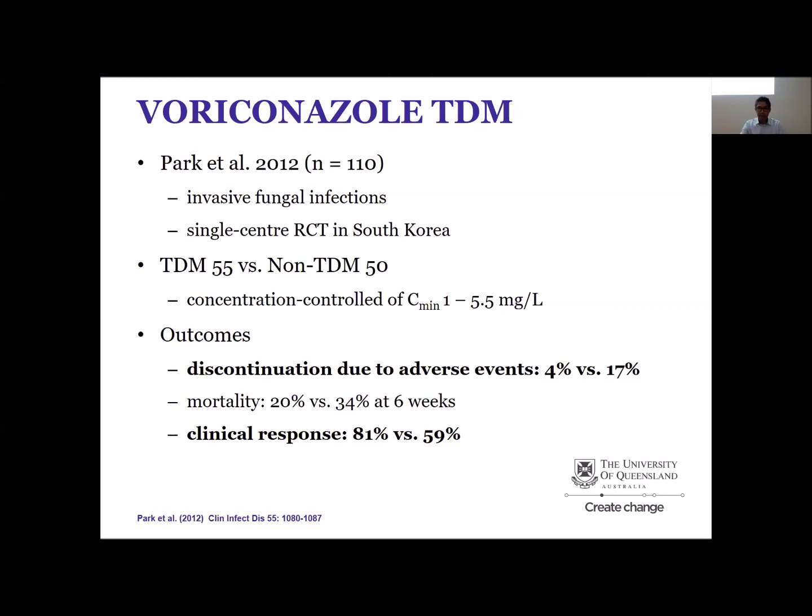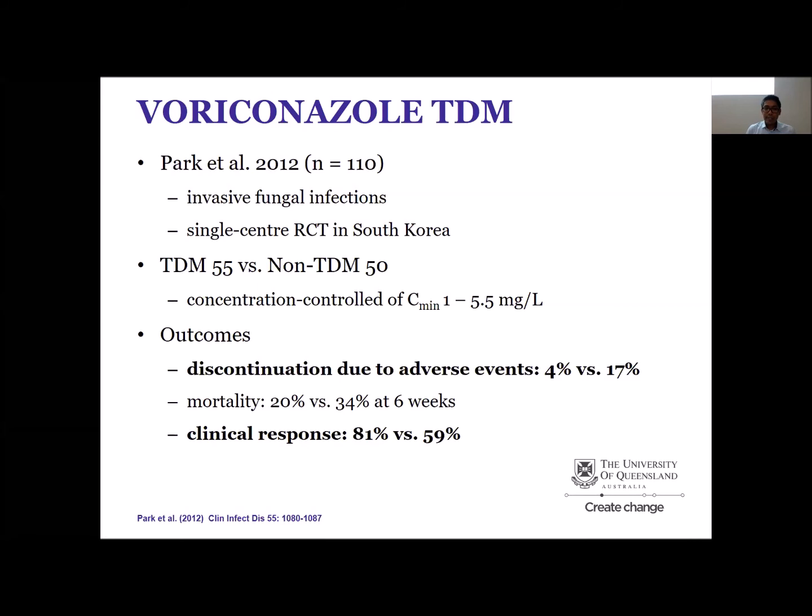And the outcome: this study is powered for the adverse events endpoint. We could see that patients in the TDM group reported lower discontinuation rates due to adverse events and also higher clinical response. But mortality is more or less the same between the 2 groups at 6 weeks. So for voriconazole, we have the data to support TDM, and I think for antibiotics, we do have it for aminoglycosides.